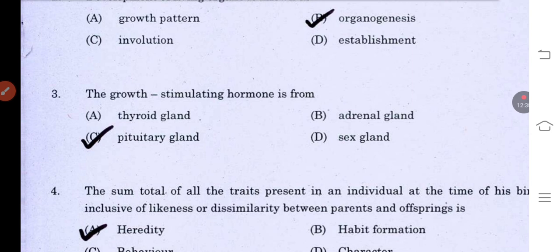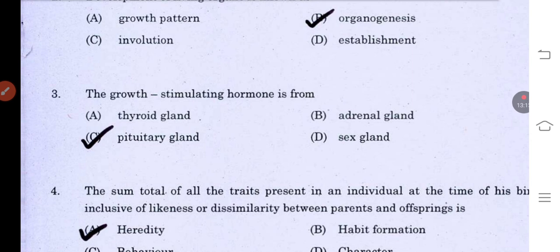One is ACTH, adrenocorticotropic hormone, TSH, thyroid stimulating hormone, LH, luteinizing hormone, FSH, follicle stimulating hormone, prolactin, we call that PRL, GH, growth hormone, growth stimulating hormone. Next is MSH, melanocyte stimulating hormone. So 7 hormones are secreted by the pituitary gland.